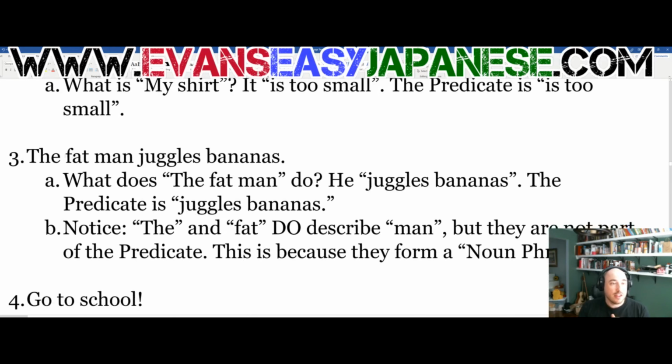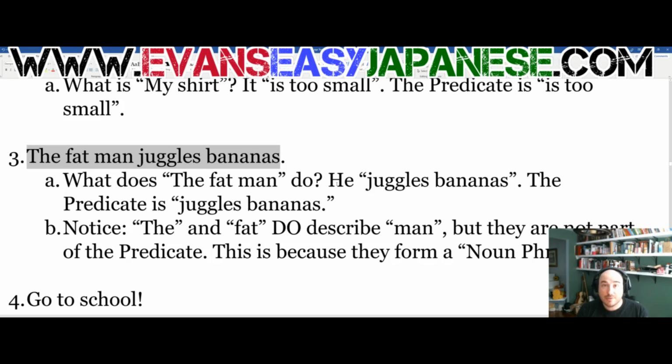All right. What is the sentence? What was I smoking when I wrote this? The fat man juggles bananas. That's a thing fat men do, apparently. So, what juggles bananas? Why, the fat man juggles bananas. So the fat man is the subject. The actual specific word that is the subject is man.